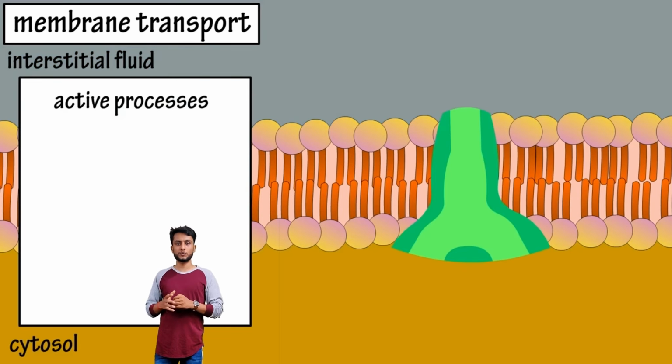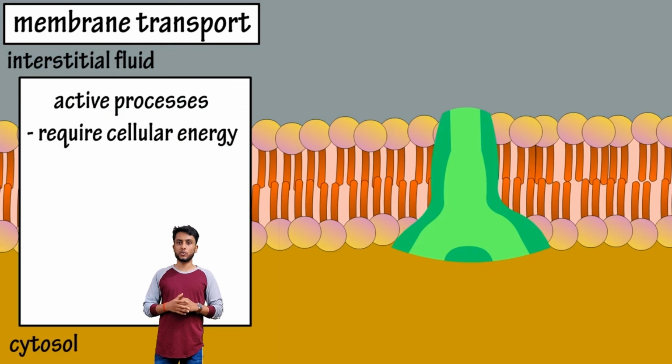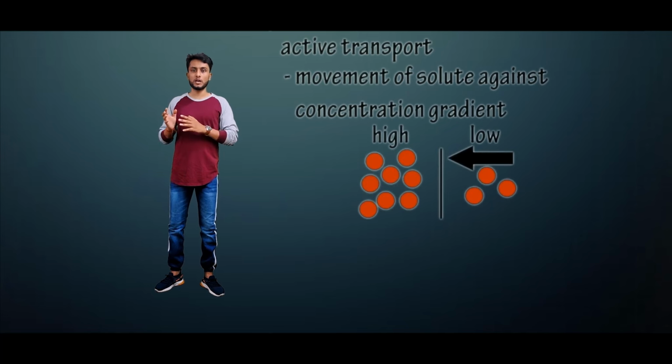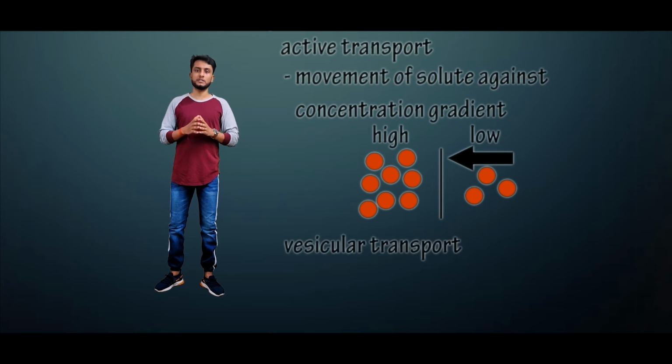Now coming to active process. Here this process requires cellular energy for the transport process. These are of two types, active transport and passive transport. Here the movement of solute occurs against the concentration gradient, when the solute moves from its lower concentration to the higher concentration. In another case of vesicular transport, it is a transport mechanism across the plasma membrane which includes vesicles.